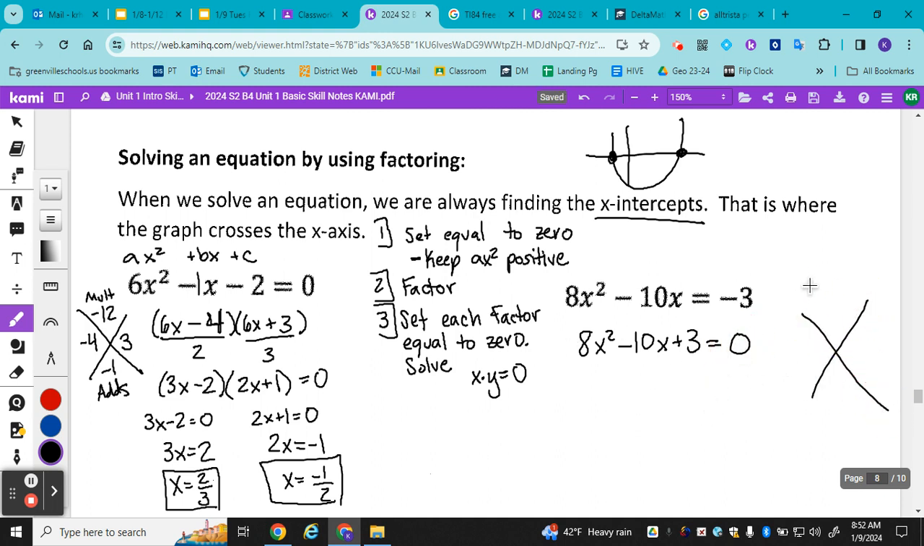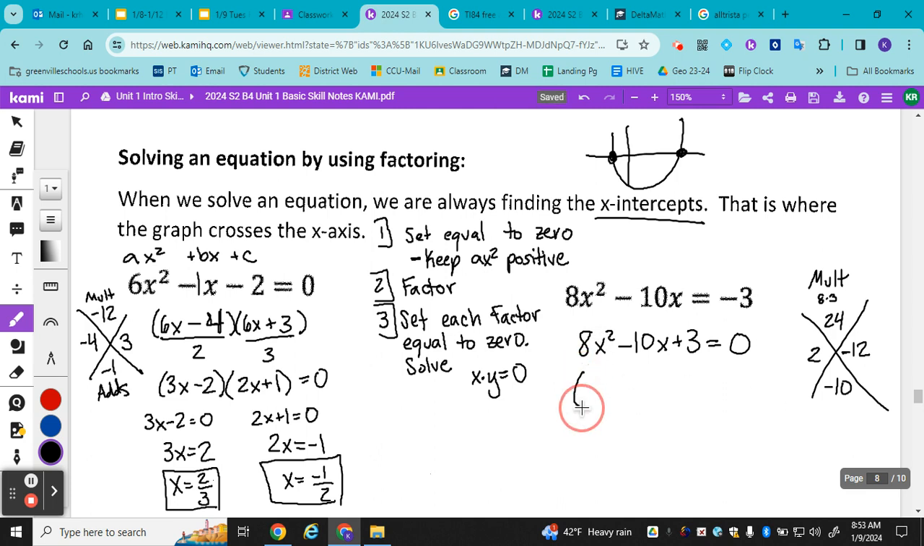What multiplies to 8 times 3? 8 times 3, so that's 24. And adds to negative 10. 1 and 24, 2 and 12. There you go, 2 and 12. You're adding to a negative, so you want the bigger number to be negative.